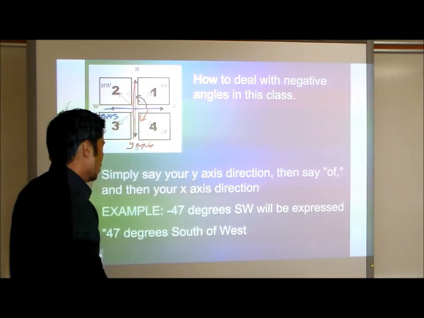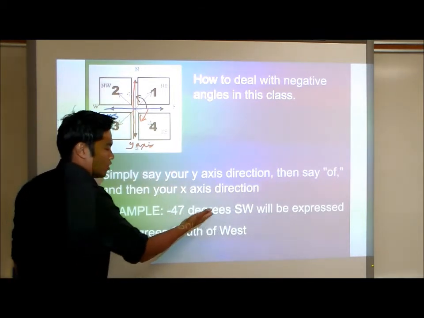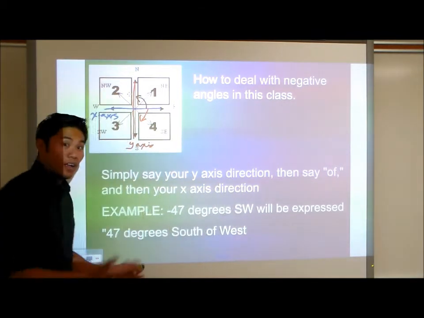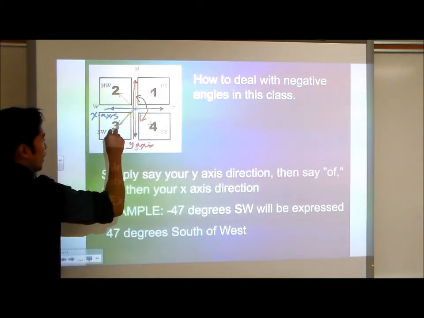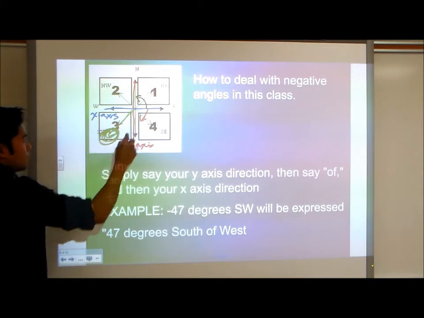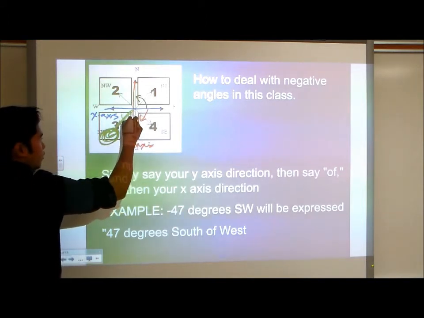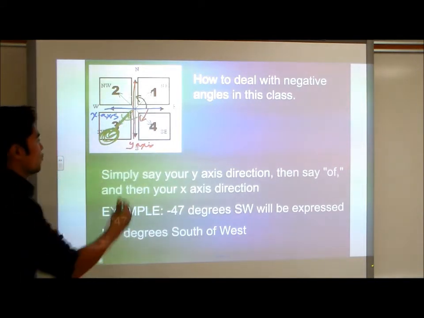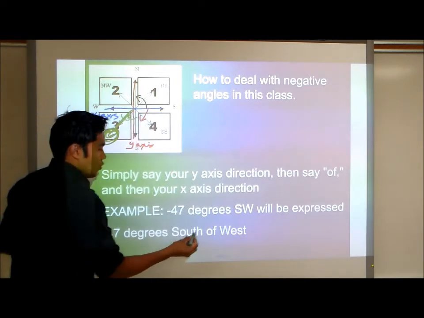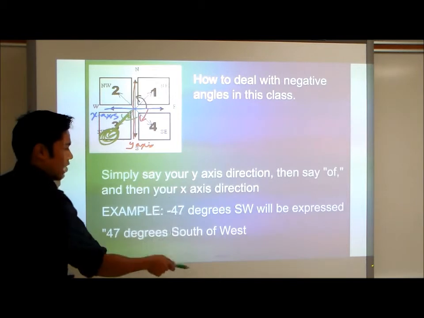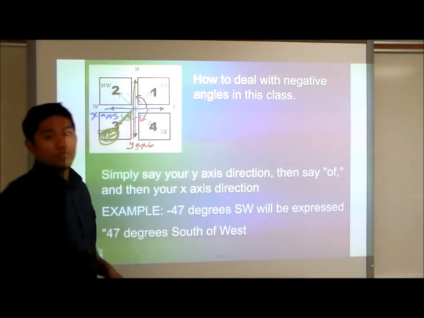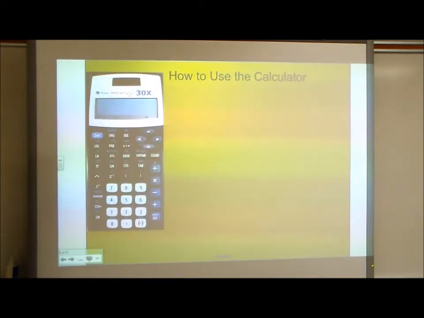So if you have a negative 47-degree southwest angle, which means it's south and west, your angle's somewhere over here in this position. There's your theta, the zero with the line through it. Then that's going to be expressed as 47 degrees south of west. Please know that. Moving on.